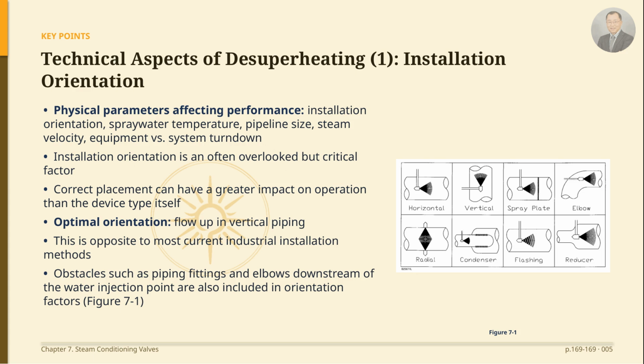For most units, the optimum orientation is in a vertical pipeline with the flow direction moving upward. However, this is the opposite of most installation methods commonly seen in industry today. Other orientation factors include pipe fittings, elbows, and any other type of pipeline obstruction existing downstream of the water injection point. Figure 7.1 illustrates variations in the installation of a desuperheater.